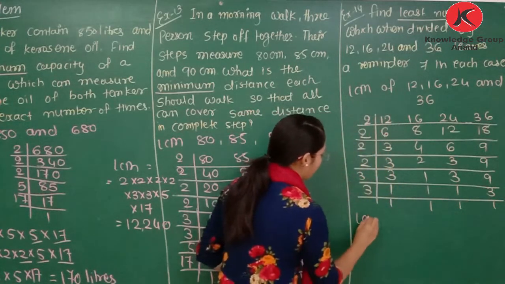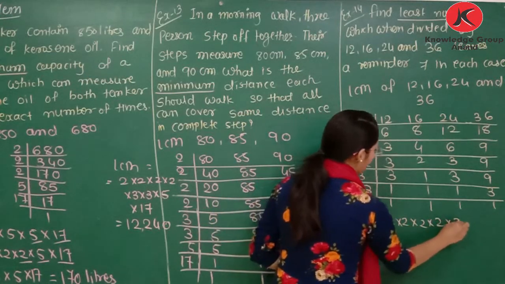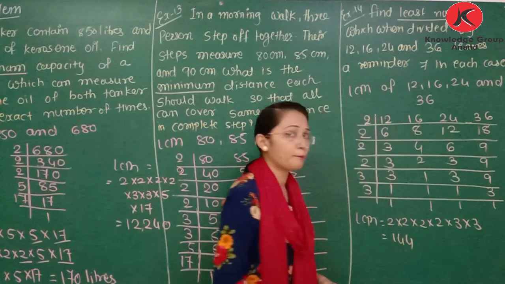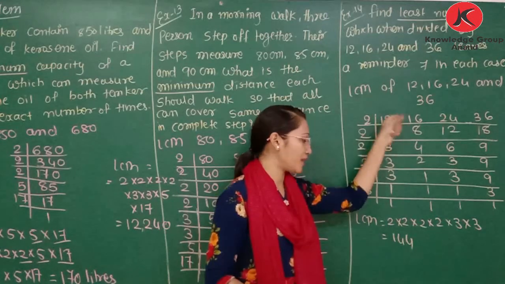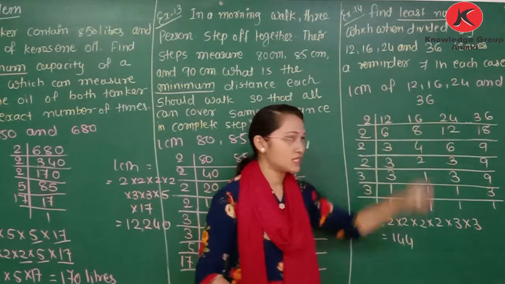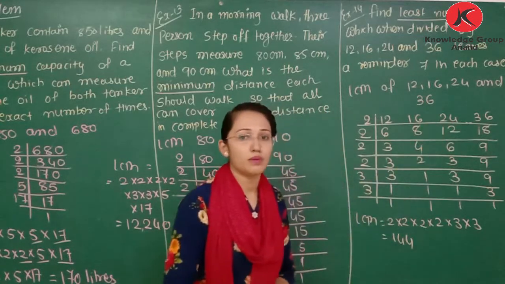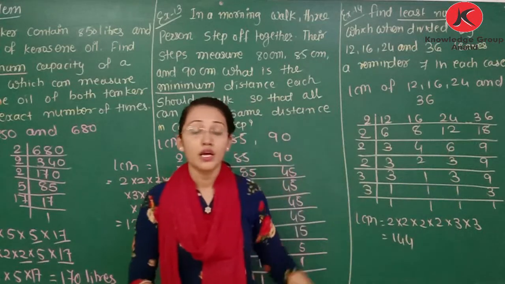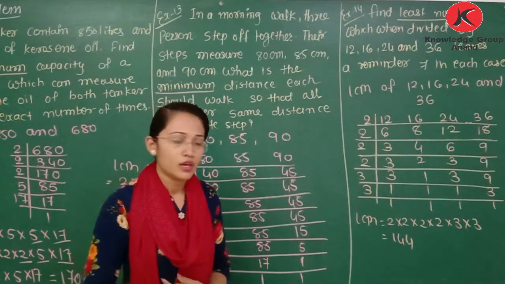So LCM will be 2 multiply 2 multiply 2 multiply 2 multiply 3 multiply 3, that is 144. It means 144 is the number that is divisible by 12, 144 is the number that is divisible by 16, 144 is the number that is divisible by 24 and 144 is the number that is divisible by 36. Divisible by a number means it gives the remainder 0.